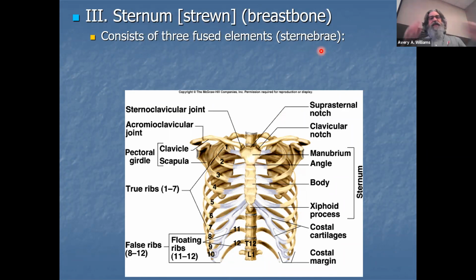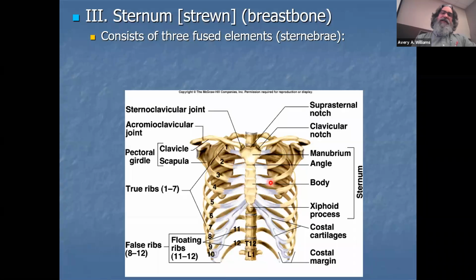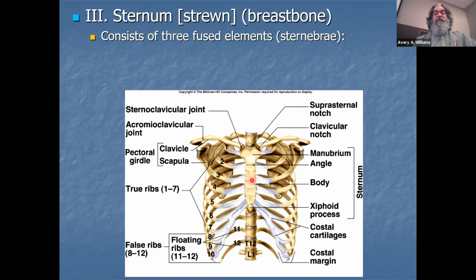There are three fused elements, which are collectively referred to as sternebrae. Remember I said that in a primitive tetrapod skeleton, they would have several of these, almost one per pair of ribs. But you can see our ribs are changed. This is a mammalian thing where the ribs are tapering off, and the sternebrae taper off until you end up with just these three bony elements right here. The first one is right here at the top. It's called the manubrium.